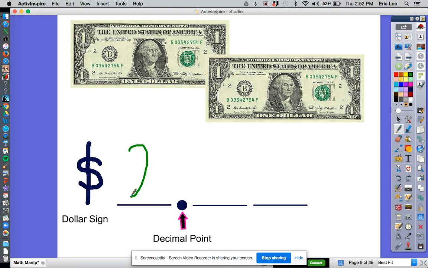I would have my 2. On the left-hand side of my decimal point is always the amount of dollars that you have. So I have $2 right here, and everything on the right-hand side of my decimal point is how many cents I have. I don't have any cents. I have $2, but I don't have any extra cents. So if I have $2 and no cents, I just tell myself, well, I have 0 cents on that side. So that's how I write dollar amounts.